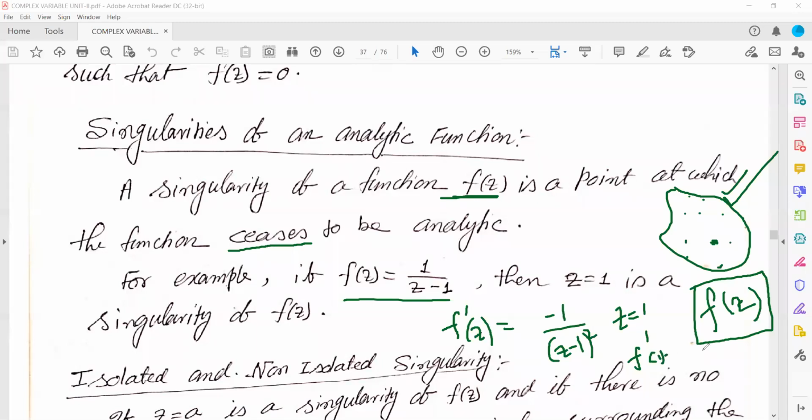F dash 1 will be infinity, because 1 minus 1 is 0, so 1 upon 0 is infinity. So the derivative of the function does not exist at the point z is equal to 1.